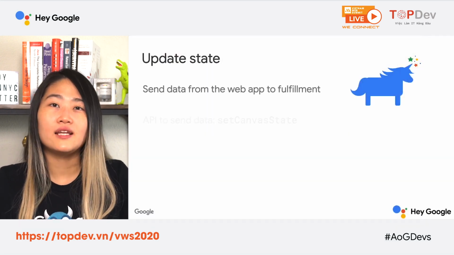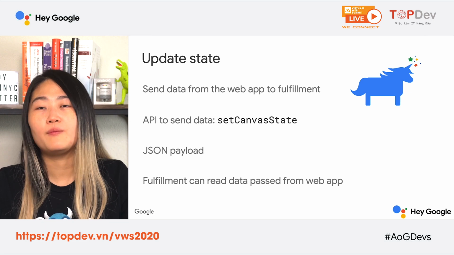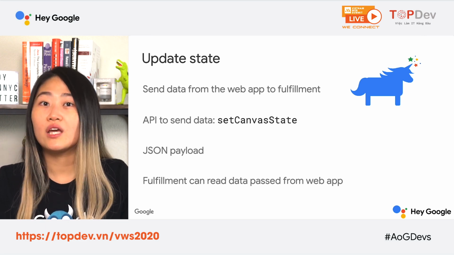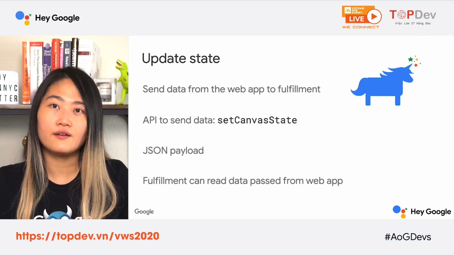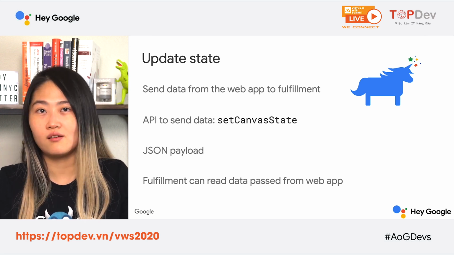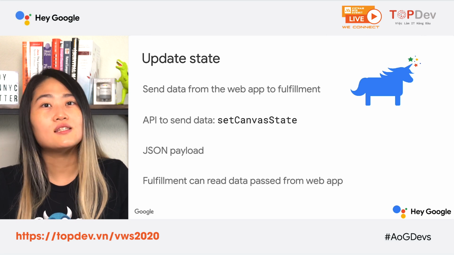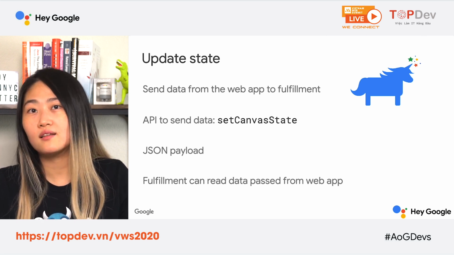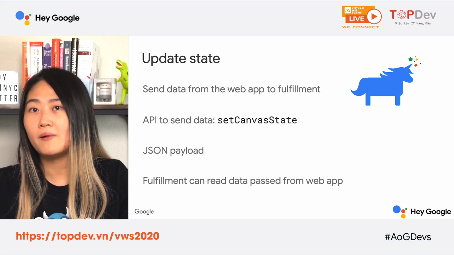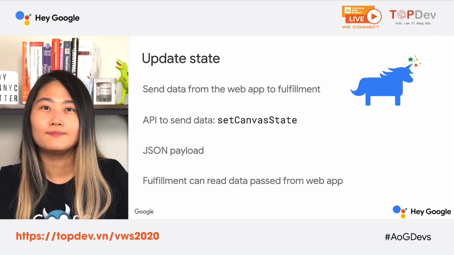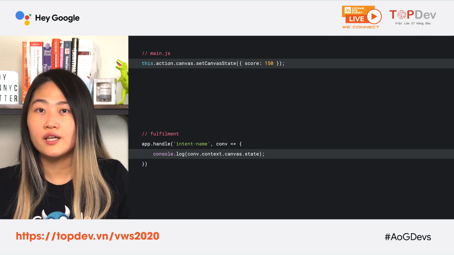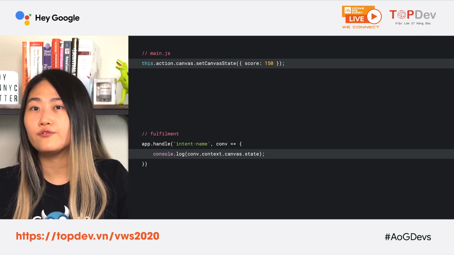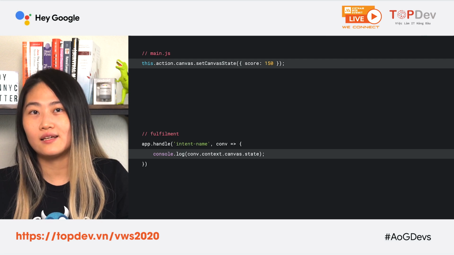In addition to sending a training phrase to the server by using sendTestQuery, we can also send additional state to the server using setCanvasState by passing in a JSON object. This is very useful when you want to sync the state of your client web app to the backend fulfillment. In this example, we are sending the additional data, which is the score of 150, by calling setCanvasState.